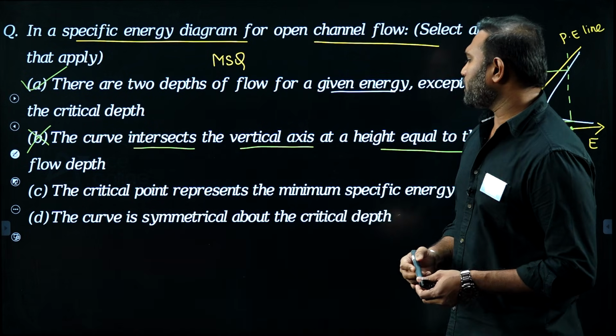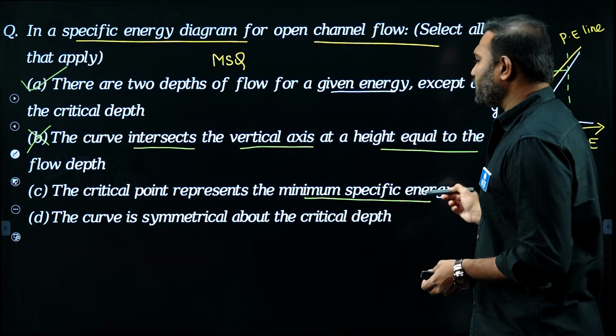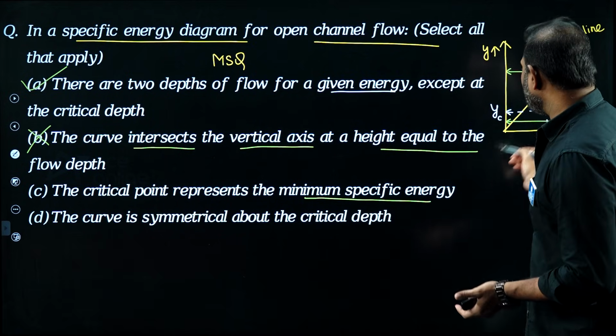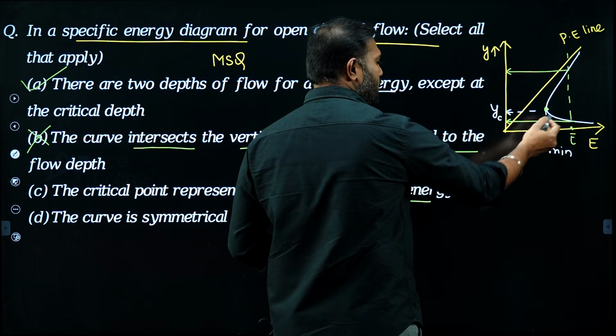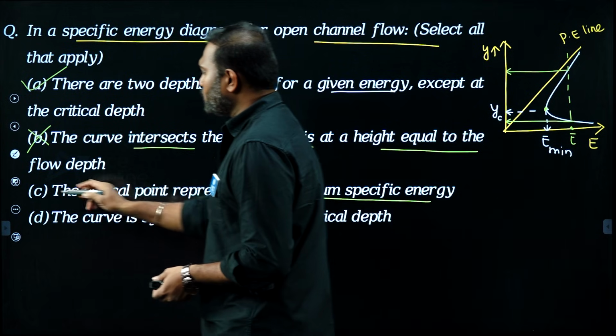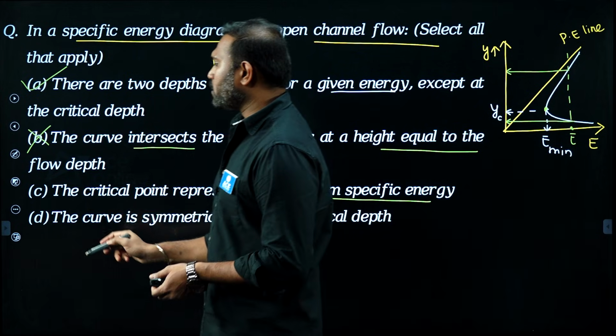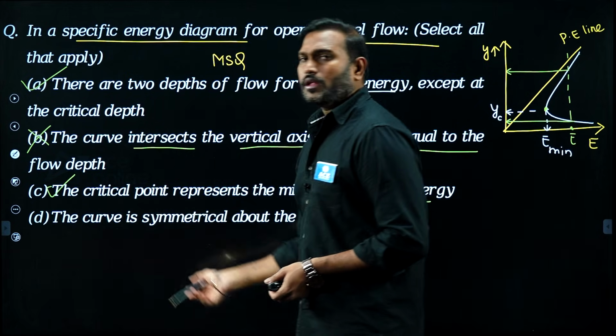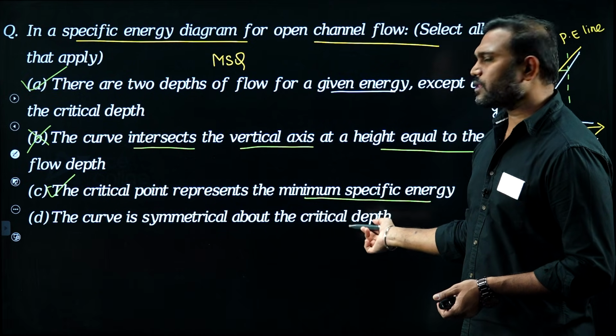The critical point represents the minimum specific energy. Yes, the critical point is where we get the minimum specific energy. So C is also correct. Now, the curve is symmetrical about the critical depth.